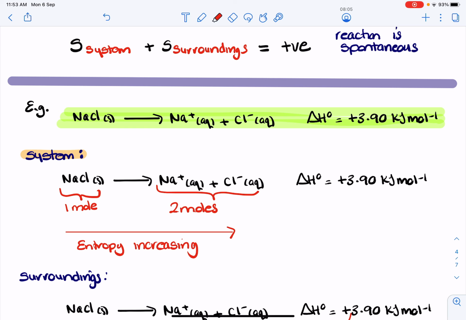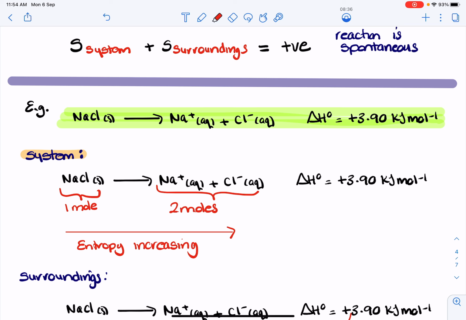So first off, our sodium chloride is solid. Solids are very ordered, so that's got a low entropy, whereas it's dissolving into the sodium ion and the chloride ion. They're ions, they're free to move, so they have more randomness, more disorder. So there's an increase in entropy or greater entropy in the products there, in the sodium and the chloride ions. Also, if you look at the moles, you're starting off with 1 mole and you're going to 2 moles. So that also is an increase in entropy there. So for the system, you have an increase in entropy, a positive in entropy there.